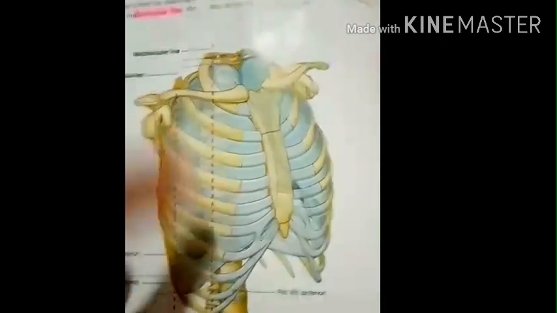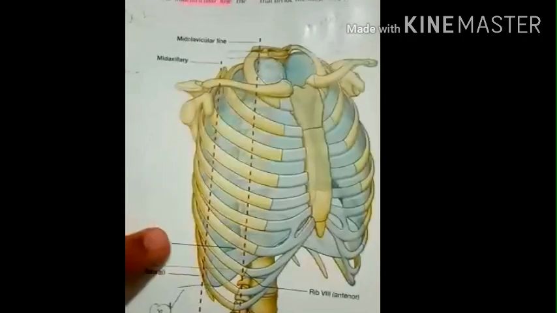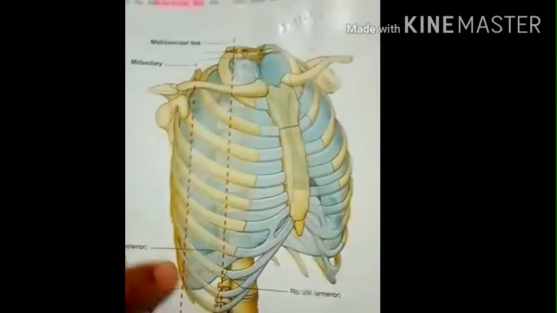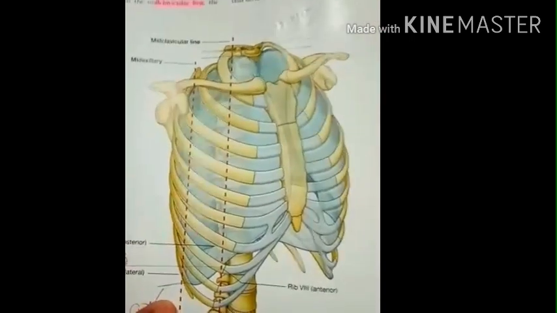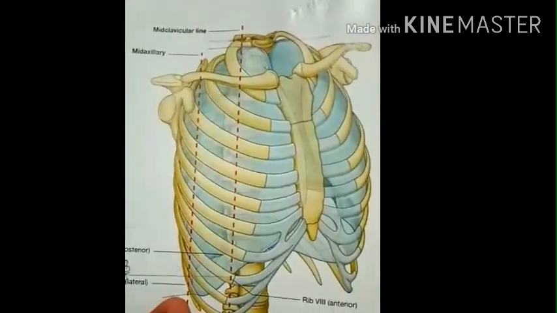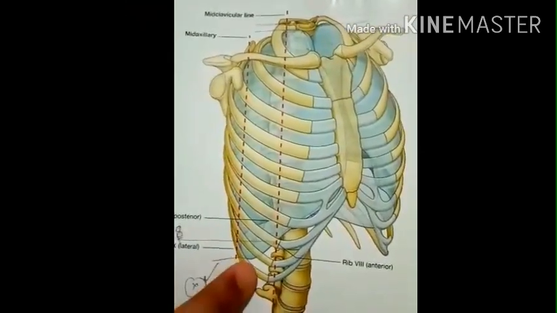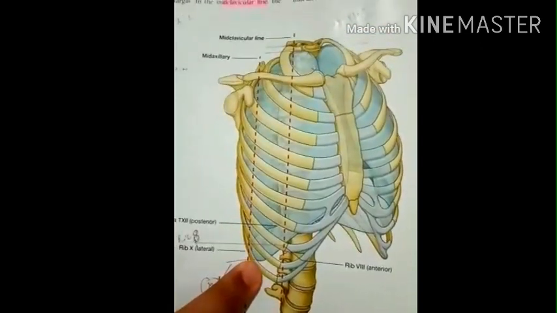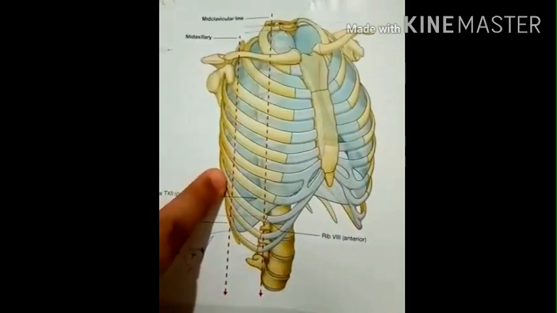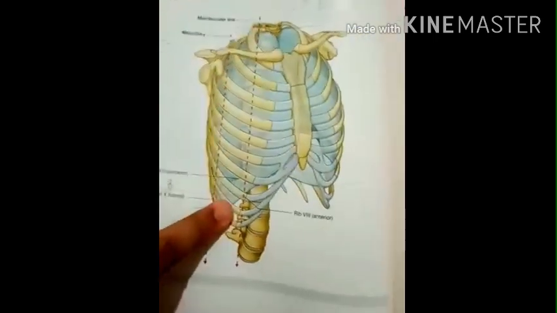Posteriorly, it goes backwards, and when we draw the mid-axillary line, we can see that the pleura extend towards the 10th rib at the position of the mid-axillary line. This is the extent of the pleural cavity, the pleura basically.